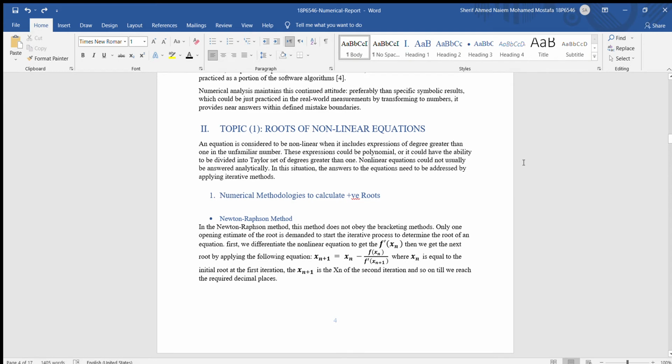As we know, nonlinear equations are equations of order higher than 1. Usually these equations are very difficult to solve analytically, so we use iterative methods as a numerical solution for this type of equation. This is the Newton-Raphson method formula.